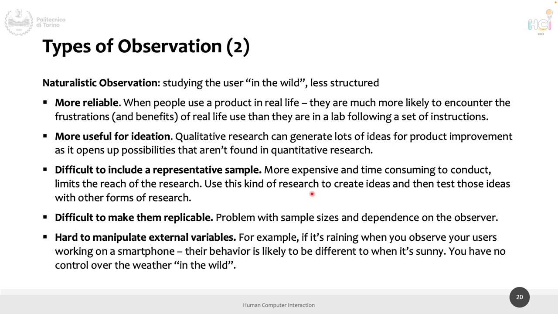It's hard to manipulate external variables. If you want to observe how people work on a smartphone outside, if it's raining, they will have a different behavior than on a sunny day. And it's not something you can control in a naturalistic environment. It's difficult to make them replicable, clearly, and in some cases it's not possible at all.